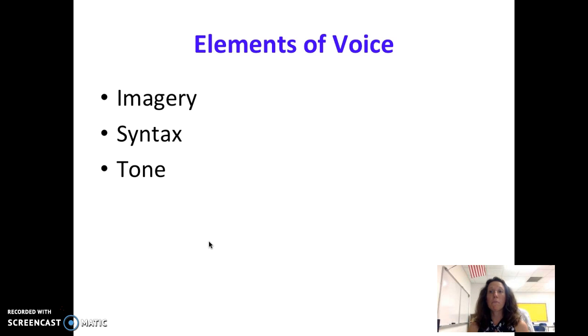For today, the most important element of voice, the first one that we're going to study, and we're going to spend a few weeks studying it, is diction. When you have to write that essay on the English Regents, you can always write about diction. So we're going to practice it a little bit so that you feel more confident.